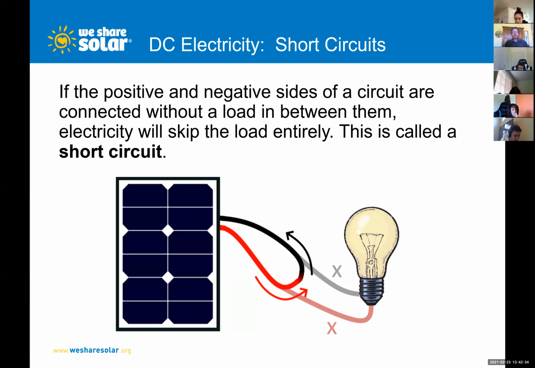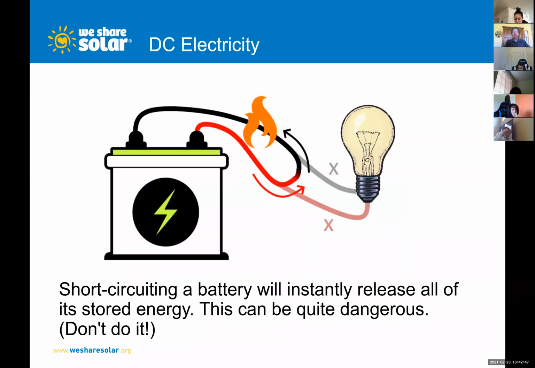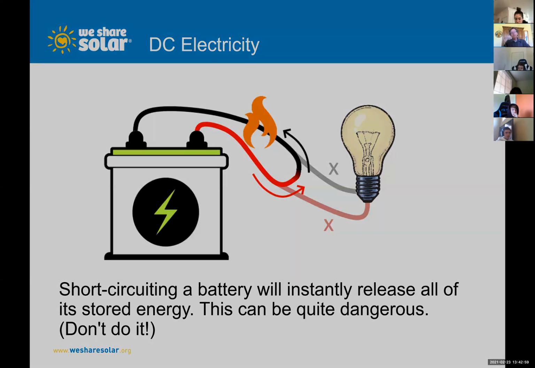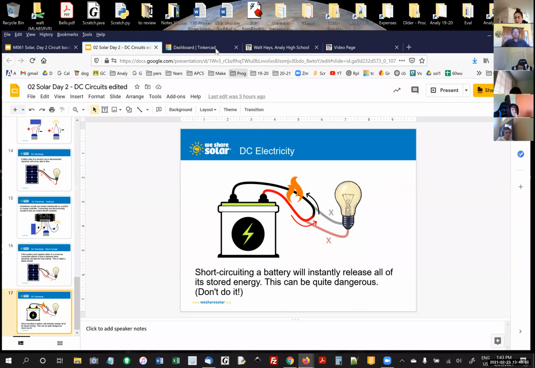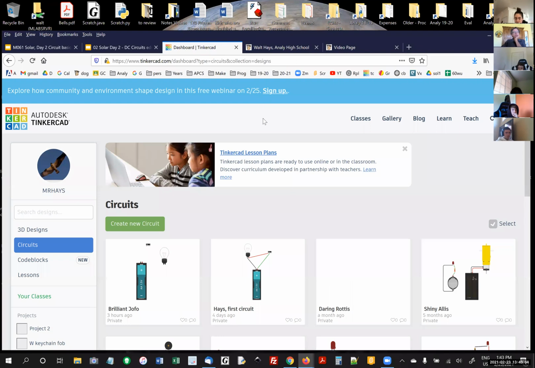The last funky thing here for today is if you connect the positive and negative sides of a battery or a solar panel together without putting a load in between, you're creating what's called a short circuit, and that can be dangerous. So don't ever connect the plus and minus of a battery together. See the little flame icon here. Not a good thing. So those are the basics of what we're talking about with electricity today.